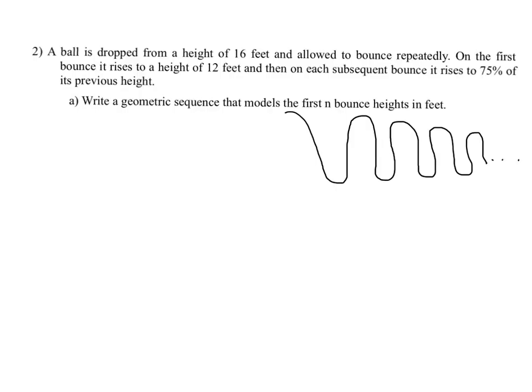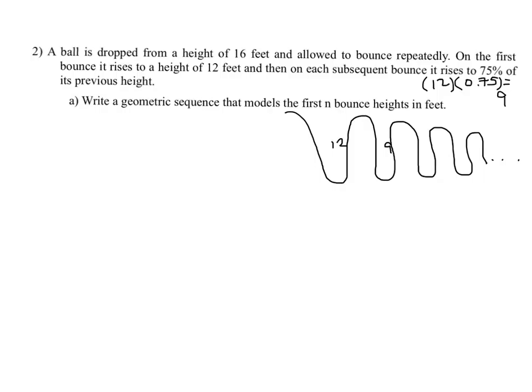So it's going up by 12. Over here it's, well, whatever 75% of 12 is. 12 times 0.75 gives you 9, so then this one would be 9 feet, and it would just sort of continue along like that. So the ball is dropped.